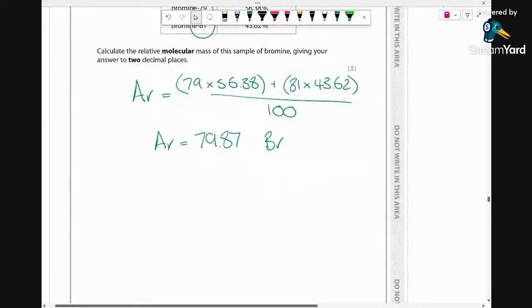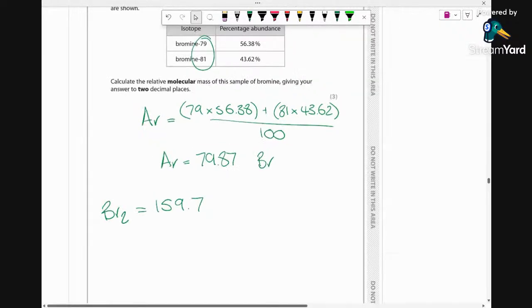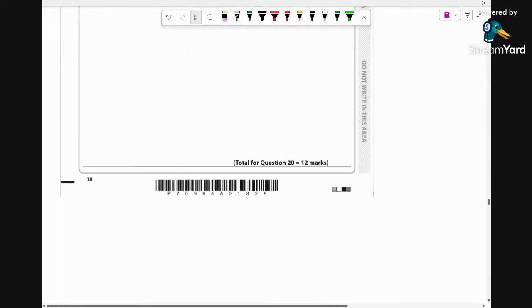Now, this is a bromine atom, Br. And we know that Br travels around in pairs. So I'm going to take that number and multiply it. That's a neat trick. Br2 is 159.7. Gotta love it. Really like that question. That's really neat. Haven't seen one of those before.